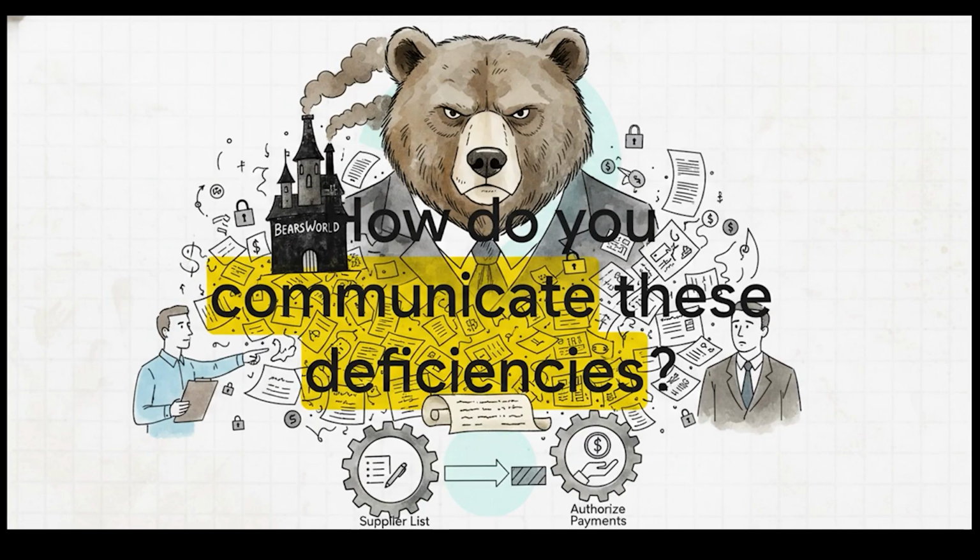So, you find a glaring deficiency like that Bears World mess. What now? Well, you can't just walk away. You have to communicate this to management, usually formally through a management letter. But here's the kicker. You can't just complain about the problem. You have to provide actionable value. You need to clearly explain the potential consequence, in this case, massive risk of unauthorized payments or fraud, and then you give them a clear, practical recommendation, like highly recommending that the task of maintaining the supplier list is completely separated from the person who actually authorizes the payments. This, right here, is where a good auditor truly proves their worth to a business.